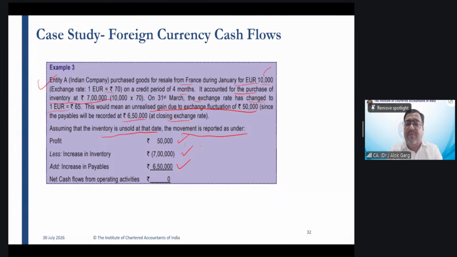Your profit before tax. Let me show you the complete picture. Your profit before tax is 50,000. Now there is an unrealized gain. This unrealized gain is a non-cash item. You will do the adjustment. What adjustment will you do? Less unrealized forex gain 50k. Yes or no? You will do unrealized forex gain 50k.